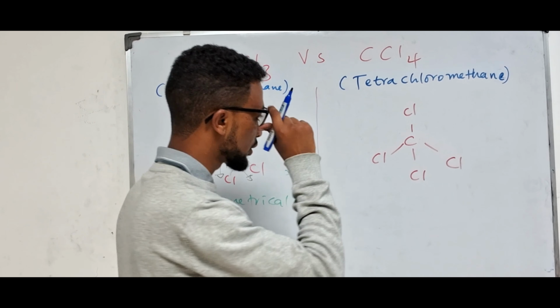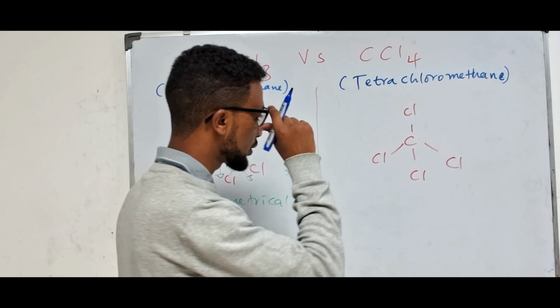So as you can see, these 4 chlorines are arranged tetrahedrally around this carbon, meaning spaced from one another at 109.5 degrees. Okay, so this 3-dimensional arrangement of these 4 chlorines around carbon makes them symmetrical. So this is symmetrical. This arrangement is called symmetrical.